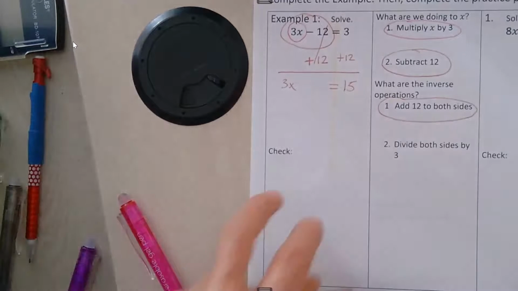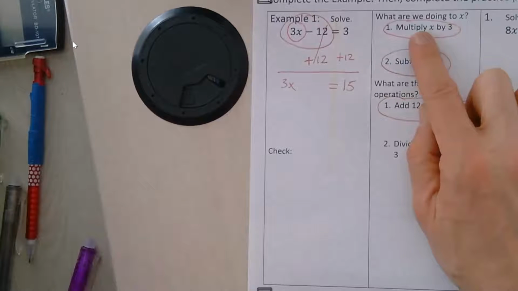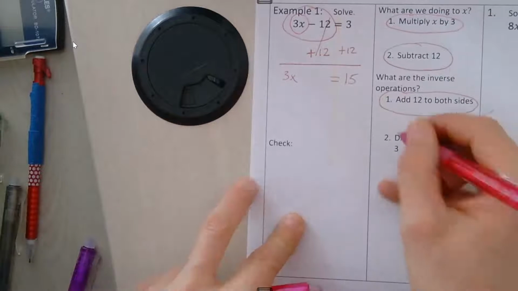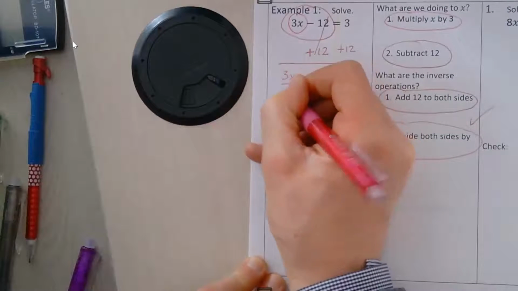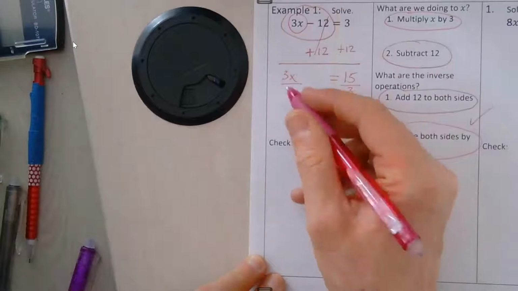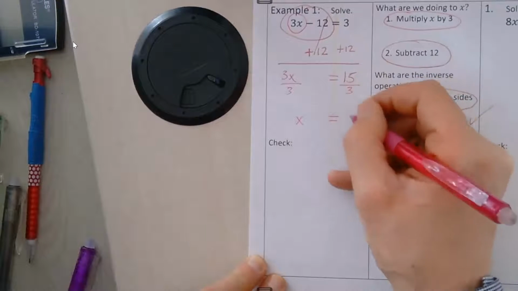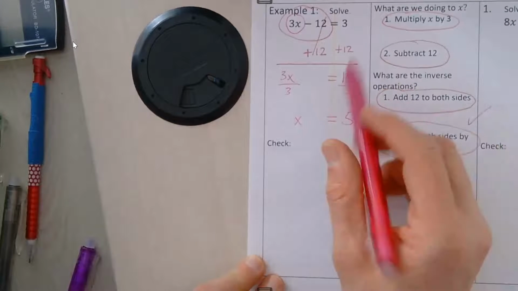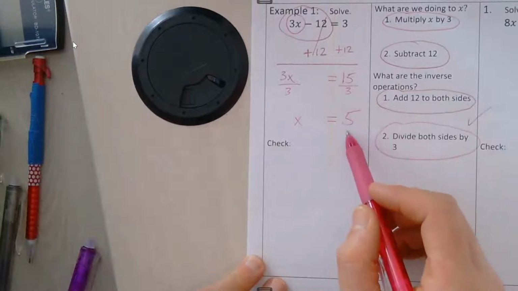Now that we've done that step, we can do the inverse of multiplying by 3, which is to divide both sides of the equation by 3, making sure to do both sides so that it stays balanced. So we'll divide by 3, divide by 3. 3x divided by 3 is x. 15 divided by 3 is 5. So we solved using inverse operations. We added 12 to both sides. Then we divided both sides by 3, and we got x equals 5.